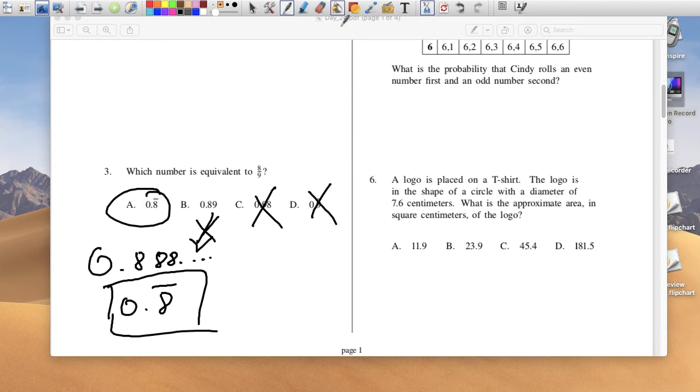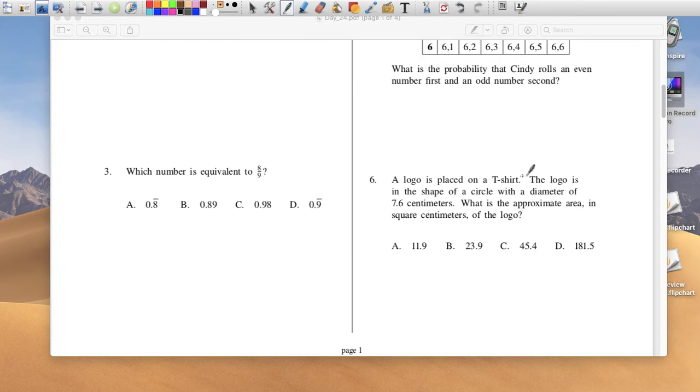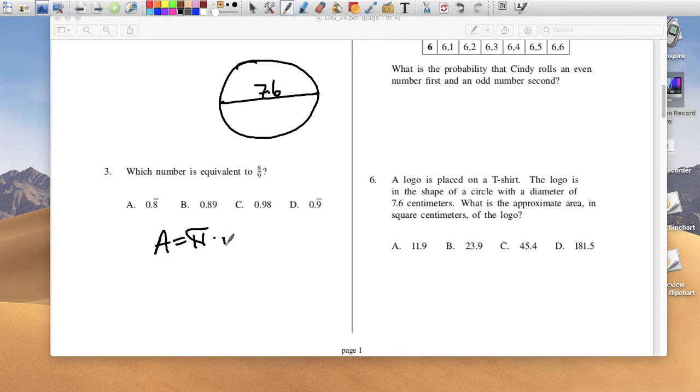A logo on a t-shirt is placed on a t-shirt. The logo is the shape of a circle. Here is a circle, and the diameter is 7.6. I'm going to write 7.6, the diameter, the line that goes across, right? And it says, what's the area of this circle? Well, A equals pi r squared. We need the radius. So if the whole thing is 7.6, that means half of it is 3.8.